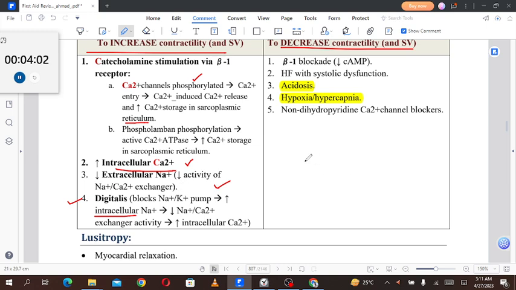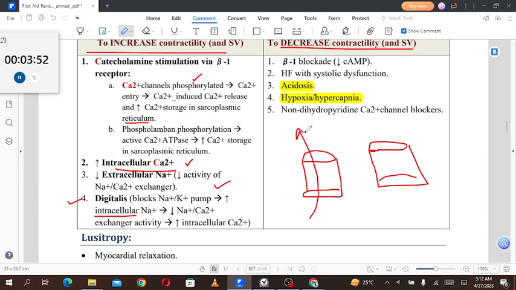Sodium calcium exchanger is located on the surface of cells. Suppose this is the sodium calcium exchanger, and just close to that we have the sodium potassium pump as well. The sodium calcium exchanger causes calcium efflux in response to the entry of sodium. Like this is sodium, and this is calcium. So for calcium efflux, we have to bring the sodium inside, right? Or you may say the sodium entry favors the calcium efflux.